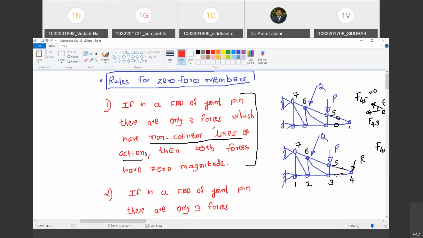Yes, sir. So remember, draw the free body diagram of a joint pin in your mind. If in that free body diagram there are only two forces which are non-collinear, then both members must have zero force. Are you with me? Yes, sir. This was the first rule. We will apply the second rule tomorrow, and we will also learn the rule for equal forces in the next class, and that's where we are going to close the discussion on trusses. Okay, so let us stop here today.